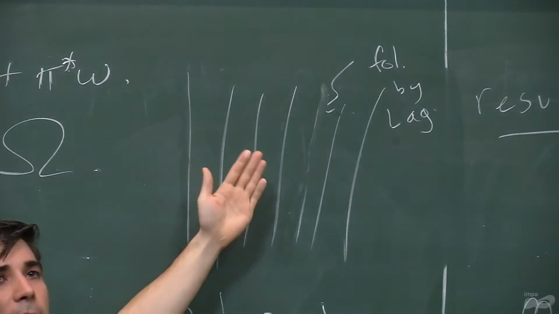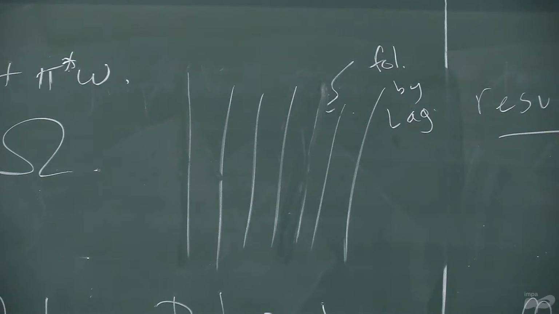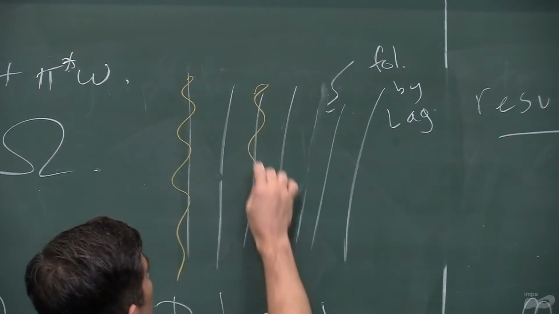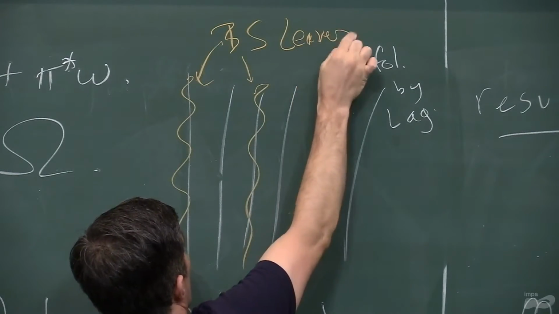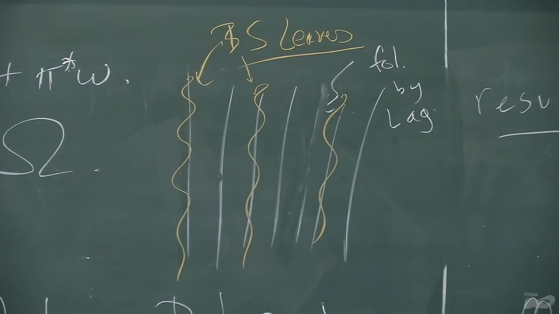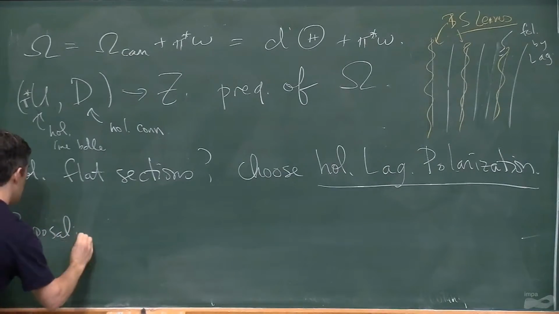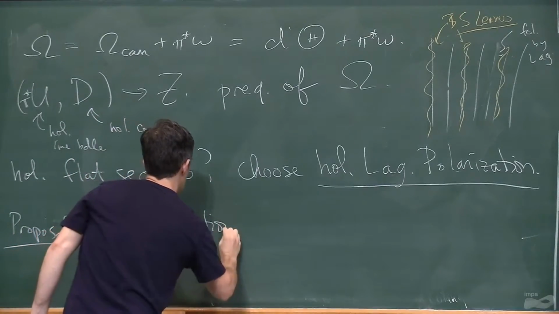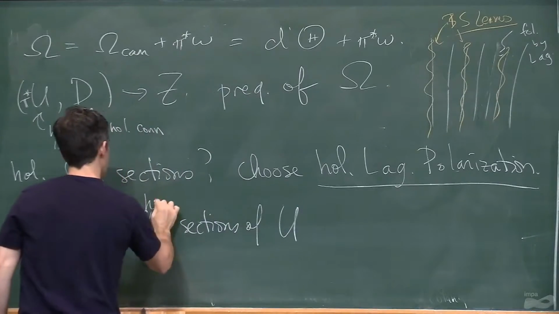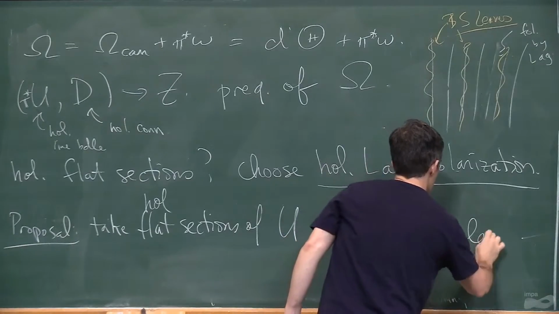Is it trivial? So can I find a flat section? And this criterion is known as the Bohr-Sommerfeld criterion. So what you're looking for are Bohr-Sommerfeld leaves. Okay, so the proposal is to take flat sections of U, holomorphic flat sections of U along the Bohr-Sommerfeld leaves.